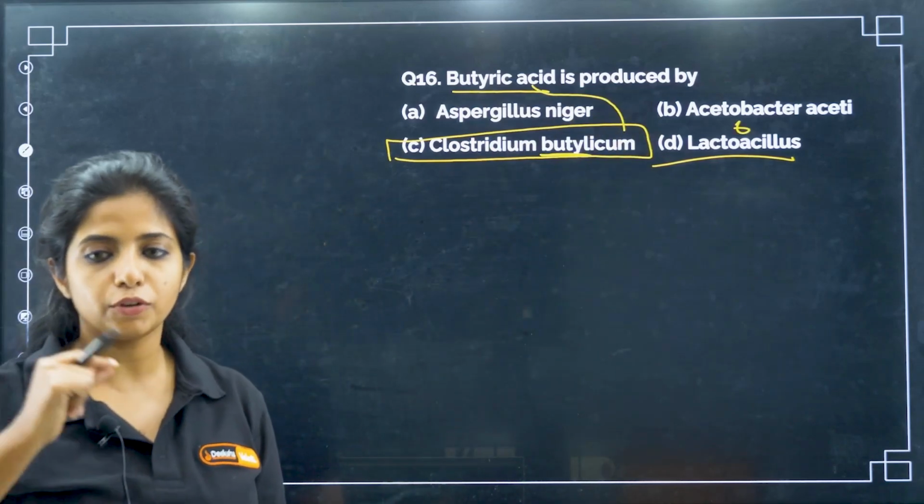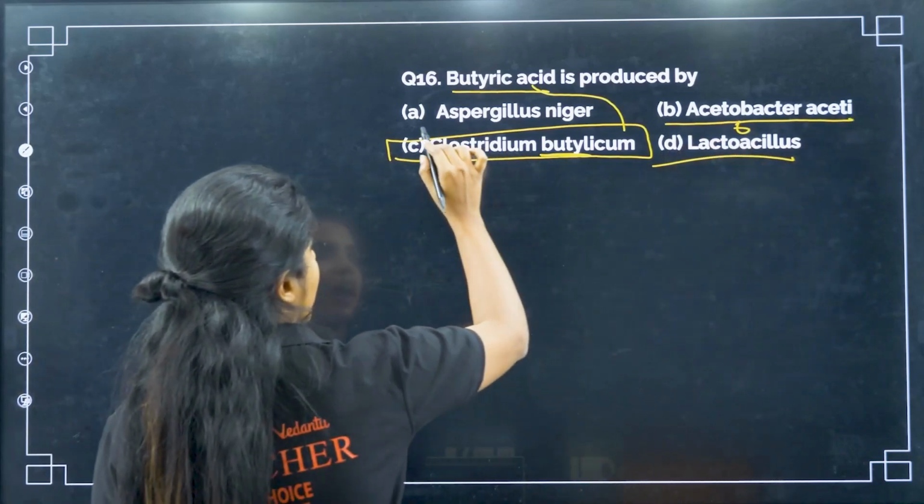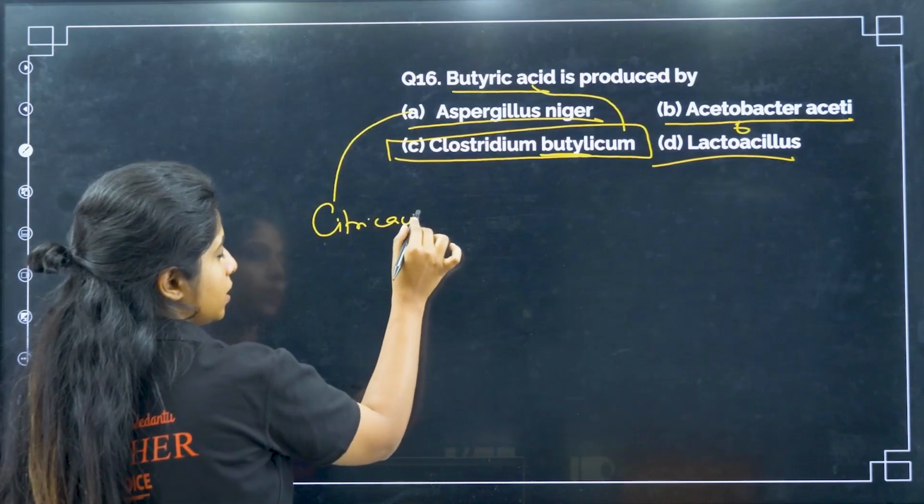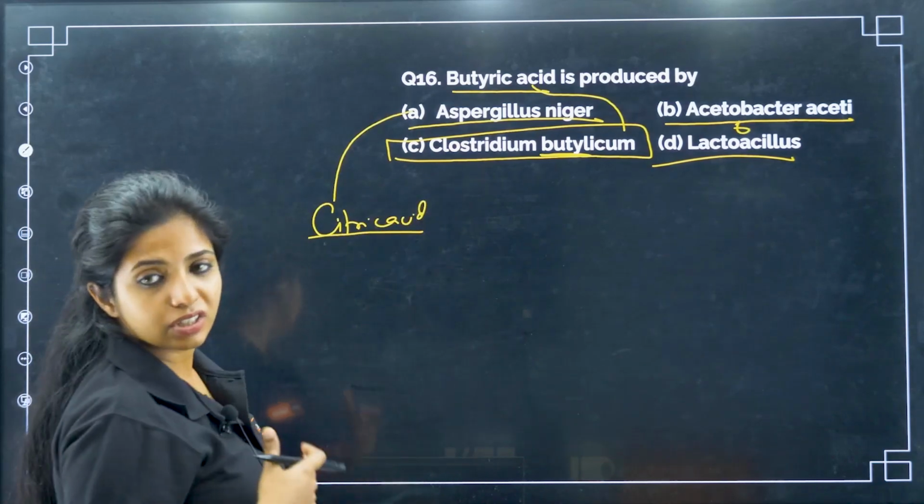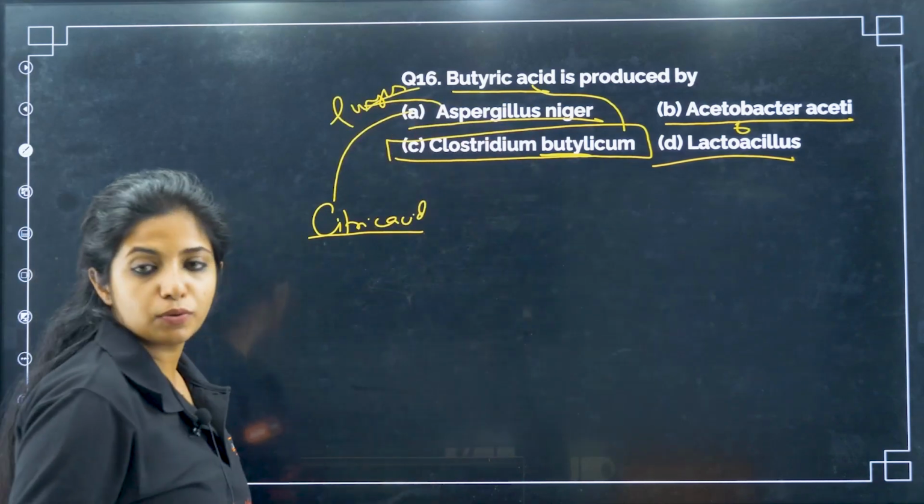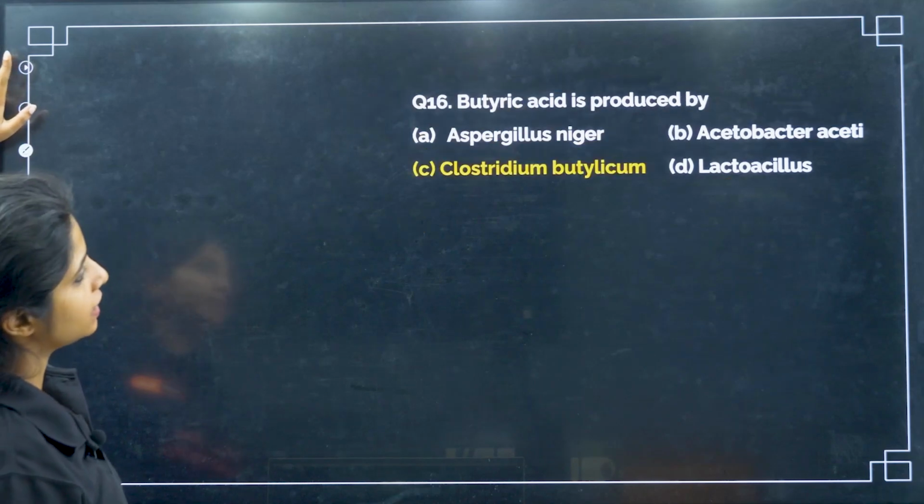Always remember, Clostridium butylicum produces butyric acid, Acetobacter aceti produces acetic acid, Aspergillus niger produces citric acid. That is something difficult to remember because it does not have any resemblance to the name, and it's a fungus that produces it. Always remember that. Lactobacillus produces lactic acid. Okay, going ahead.